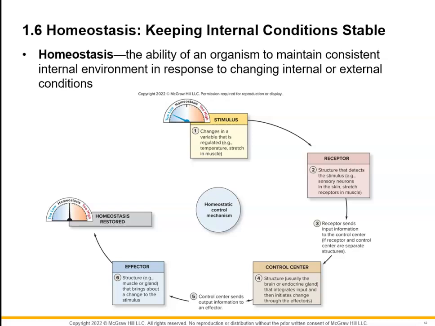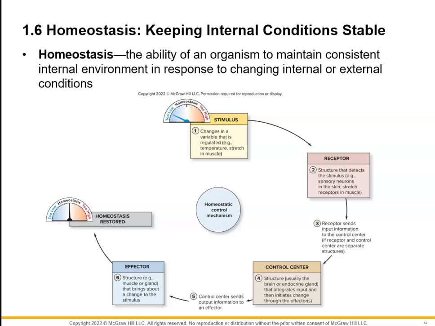So let's think about that again. The stimulus is what changed. It's detected by a receptor that sends it to the control center that determines what needs to happen and then activates the effector that causes a change to bring it back to normal.